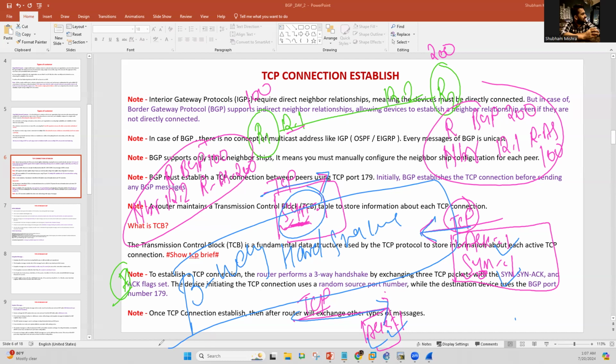Clear, everyone? Now, there is one more point. Please read this line. The device initiating the TCP connection uses a random source port number, while the destination device uses the BGP port number. What do you mean by it? Everyone try to focus here.